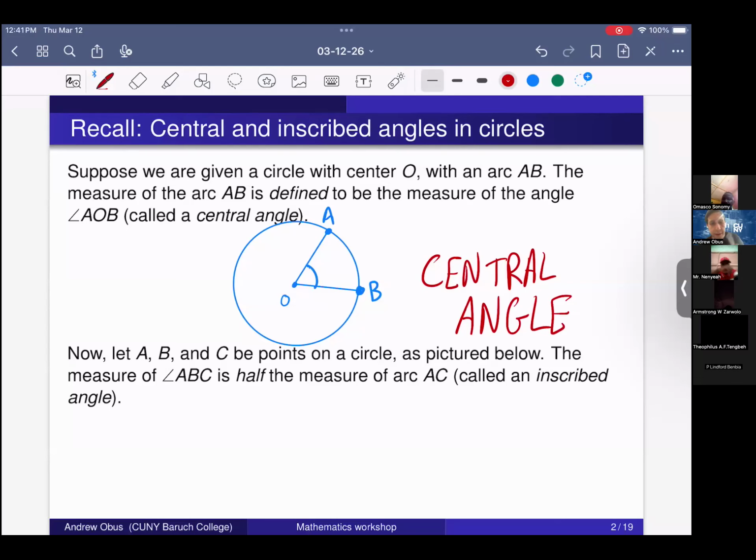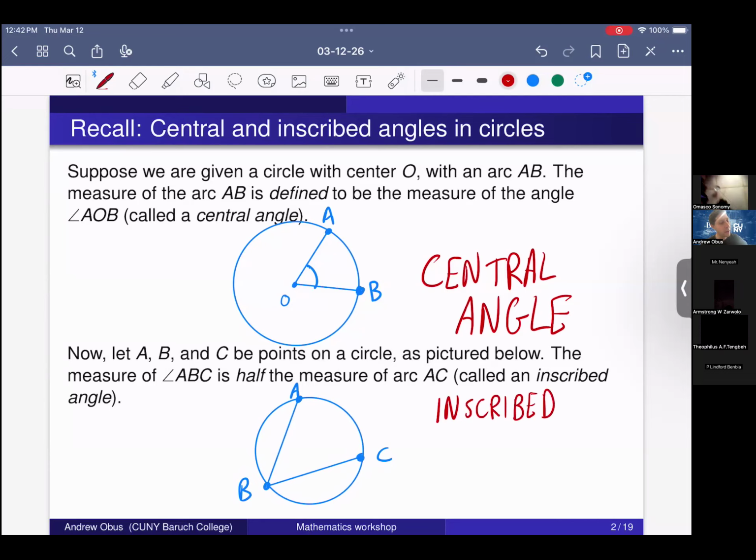Okay? And then we also had what we called an inscribed angle. So I'll draw the picture over here. If I have a circle here, and now I have point A, point B, and point C, and I draw the angle that I get from connecting A and B, and then from connecting B and C, this is called an inscribed angle. I'll write this angle over here.